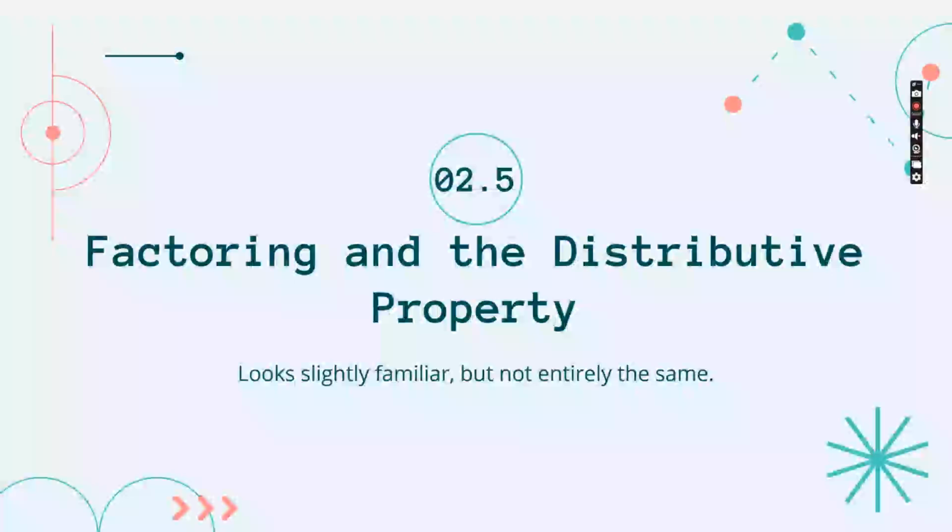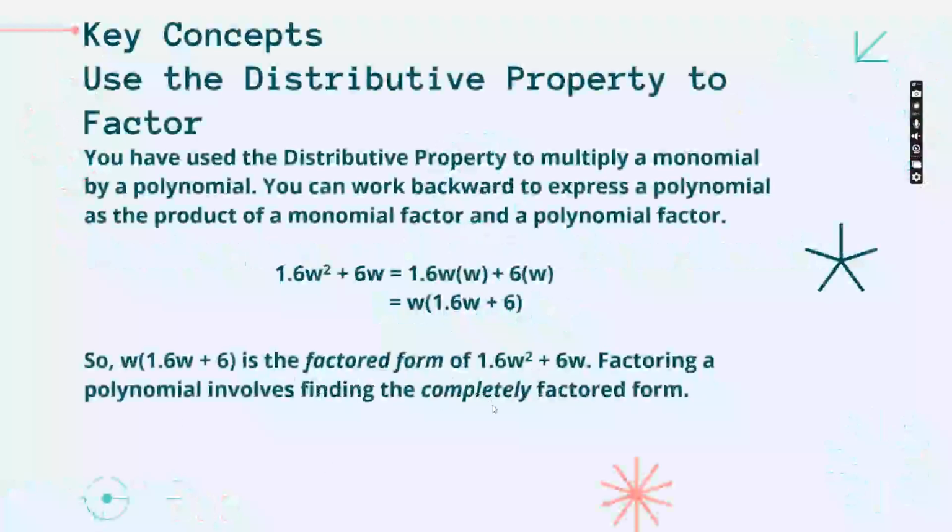Okay, factoring and the distributive property. Looks slightly familiar, but not entirely the same. Let's talk about some key concepts here. We are going to be using the distributive property to factor. We have used the distributive property to multiply a monomial with a polynomial, but we can also work backwards to express a polynomial as the product of a monomial factor and a polynomial factor.